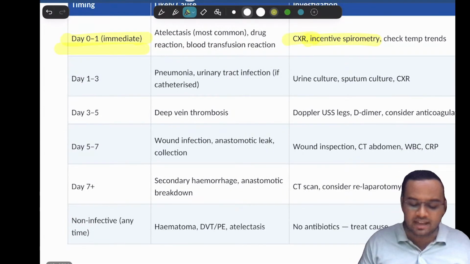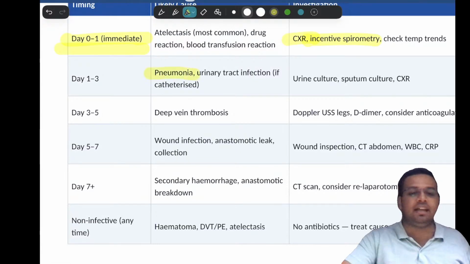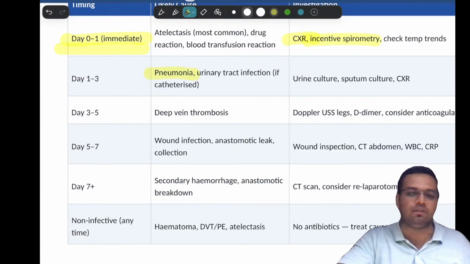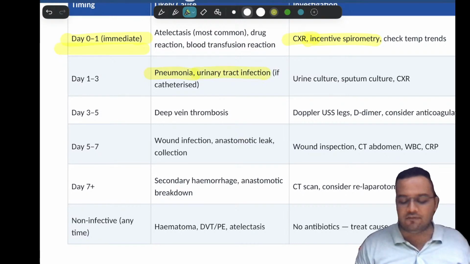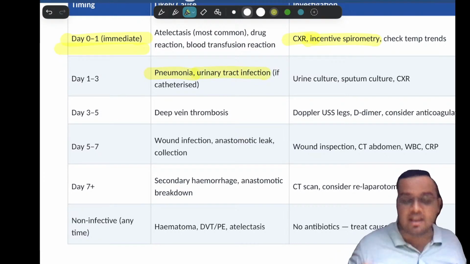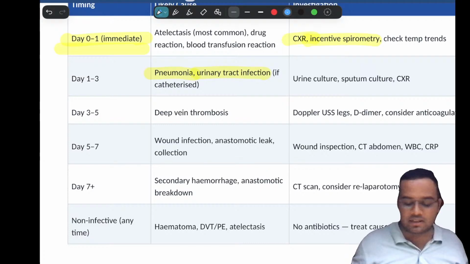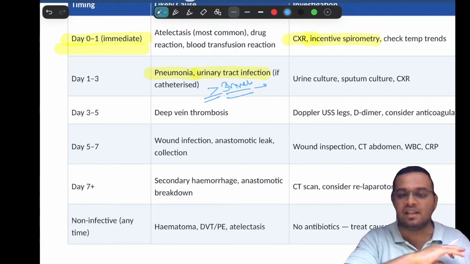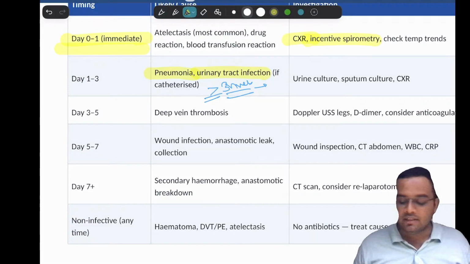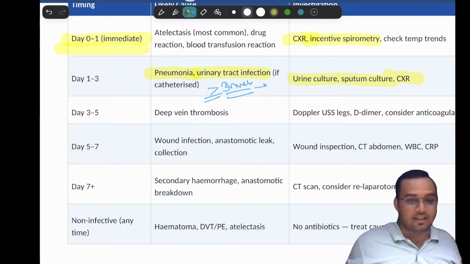Day 1 to day 3, there might be pneumonia. Because you have not taken care of that atelectasis, now the patient might have pneumonia and chest infection, or the patient might have urinary tract infection because of Foley's catheterization. That is the reason I told you Foley's no more than 3 hours. If the patient has surgery of more than 3 hours, then only Foley's, or if the surgery is less than 3 hours, no need to catheterize the patient. Urine culture, sputum culture, and chest X-ray are important.